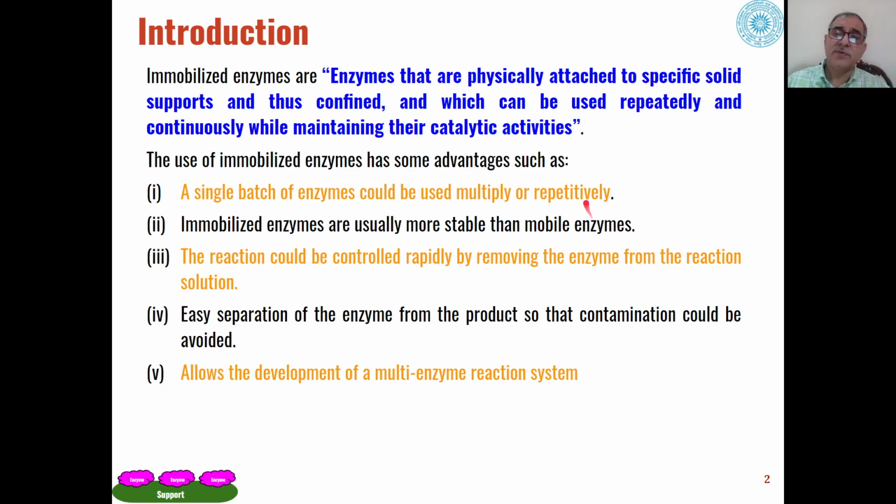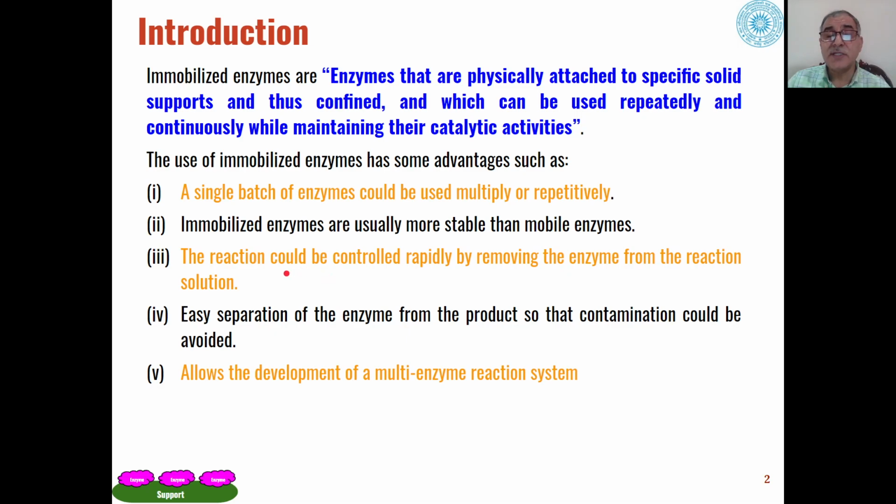So they have a few advantages, like a single batch of enzyme can be used multiply or repetitively in a process as a catalyst. Then it has also been found that in most of the cases, the immobilized enzymes do not lose their catalytic activity, and they have been found to be more stable than the mobile enzymes. Mobile enzymes are the enzymes which have not been confined to any support.